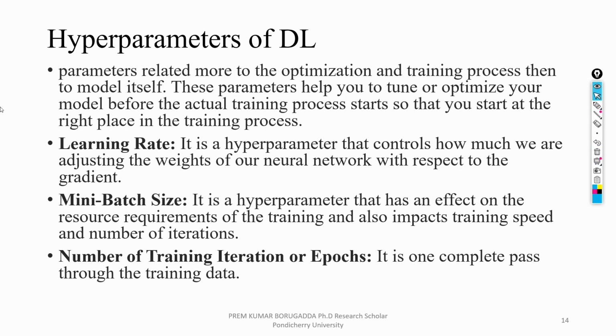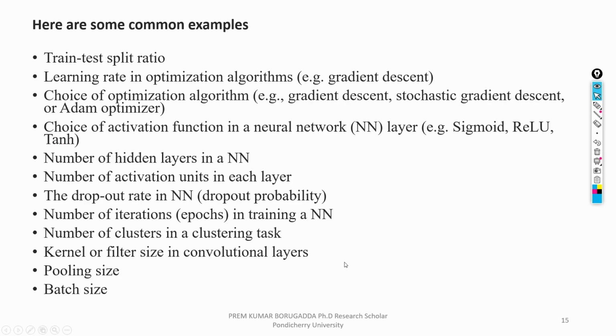Now hyperparameters of deep learning. These are parameters related more to the optimization for the training process than to the model itself. These parameters help to tune or optimize our model before the actual training process starts. So what are the main hyperparameters of deep learning? Learning rate, mini batch size, and number of training iterations, nothing but the number of epochs. So these are the general hyperparameters in deep learning.